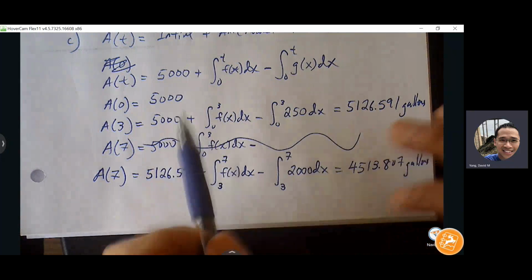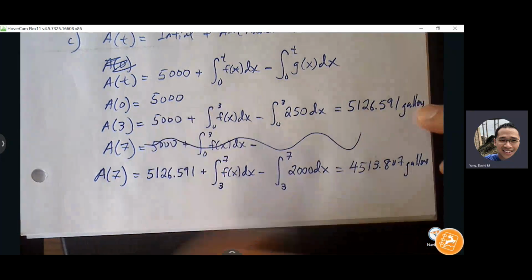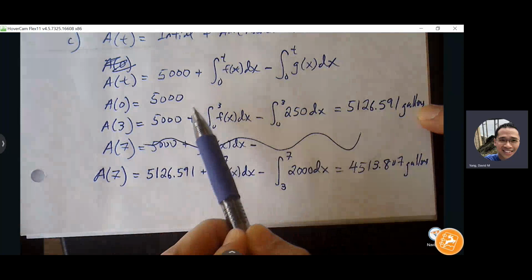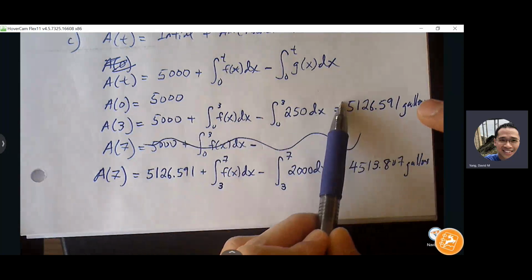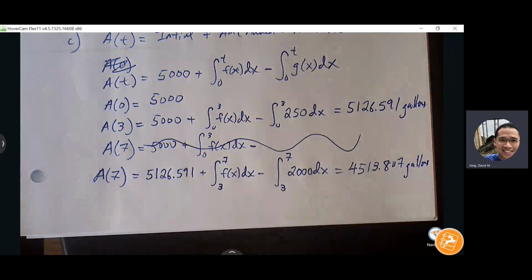So between these three numbers, we can tell the absolute maximum must be 5126, right? Because we only have three candidates here, 5,000, 5126, and 4513.